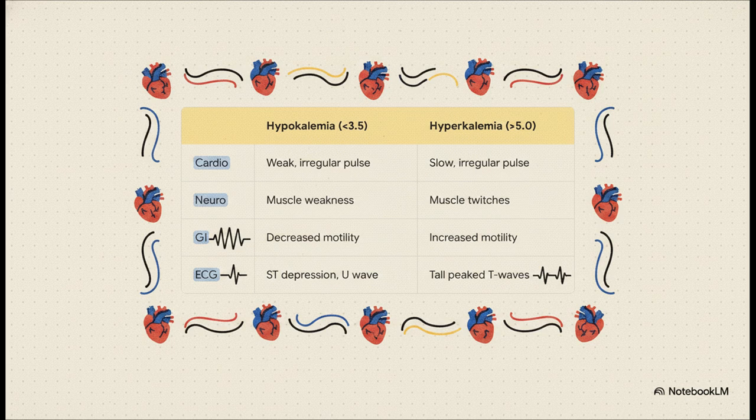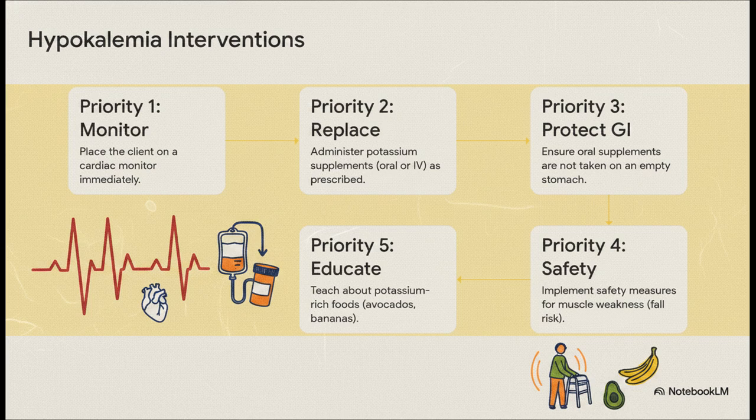So how do you tell them apart? The ECG is your key. Low potassium gives you that ST depression and a prominent U wave. High potassium, that's when you see those scary, tall, peaked T waves, unmistakable. So your patient's potassium is low. What's the very first thing you do?